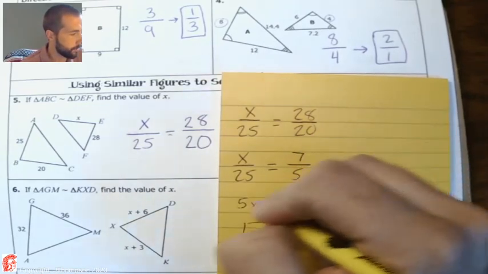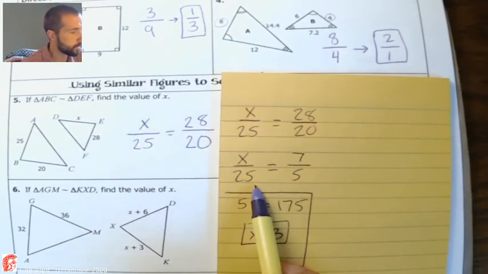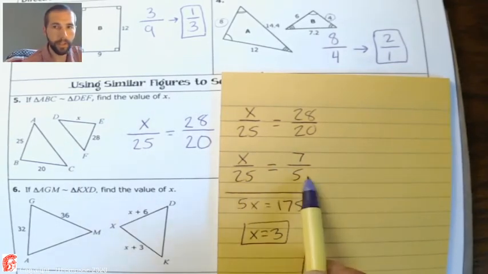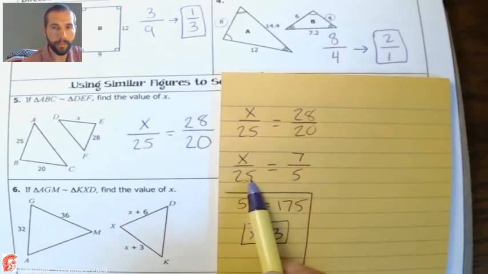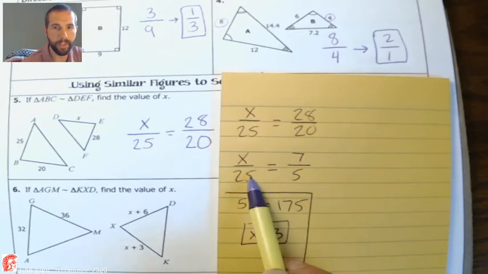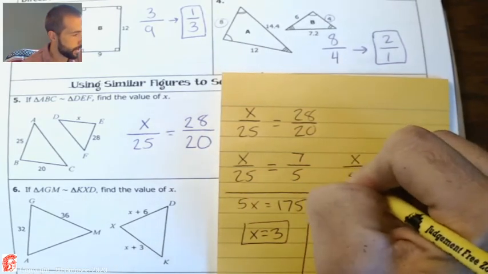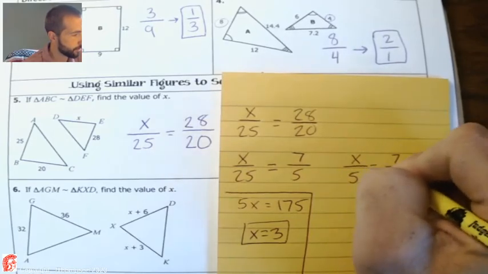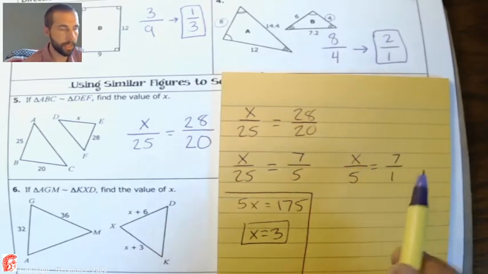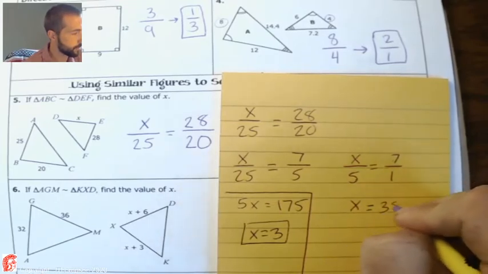One other thing that I could have done. At this point, what we could have also done is the two numbers on the bottom, they can reduce with each other. If I divide the bottom one by 5 and divide this one by 5, I would get x over 5 equals 7 over 1. Cross multiply, x times 1 is x. 7 times 5 is 35.